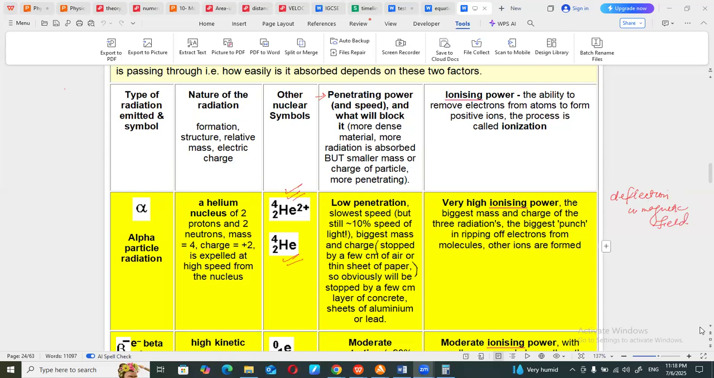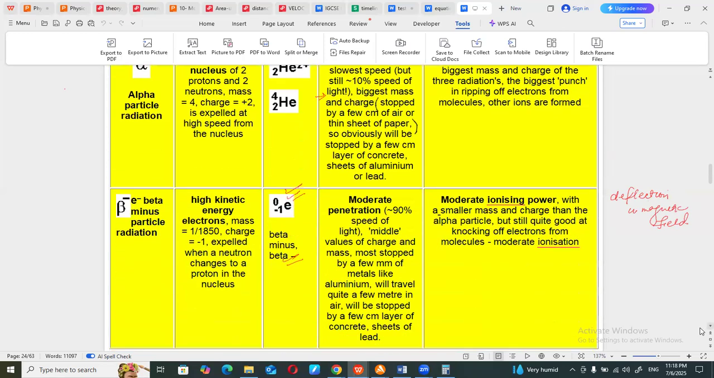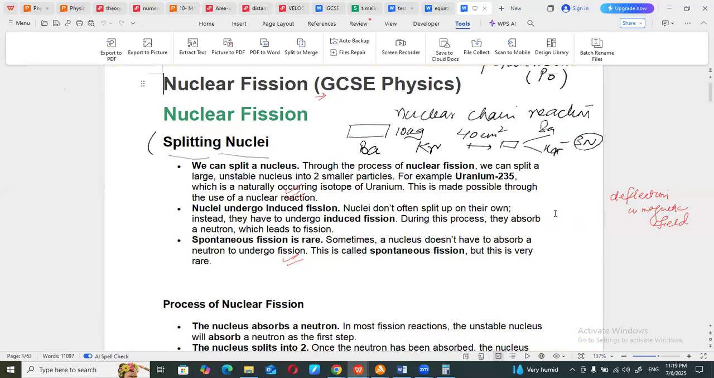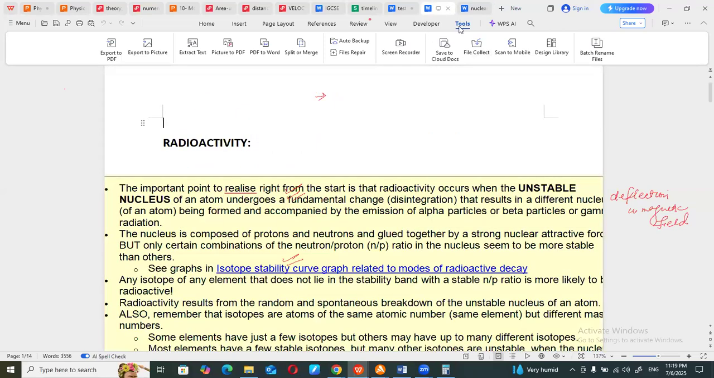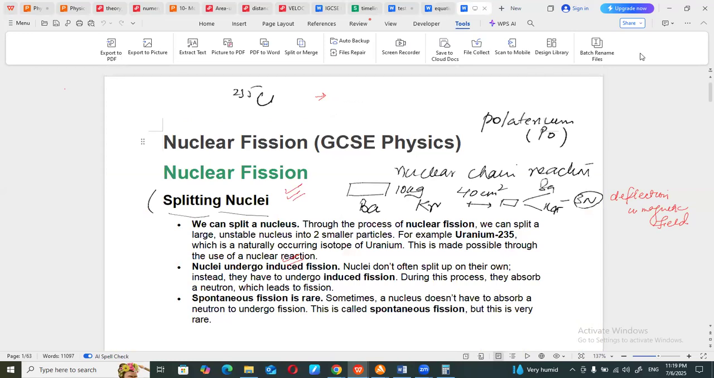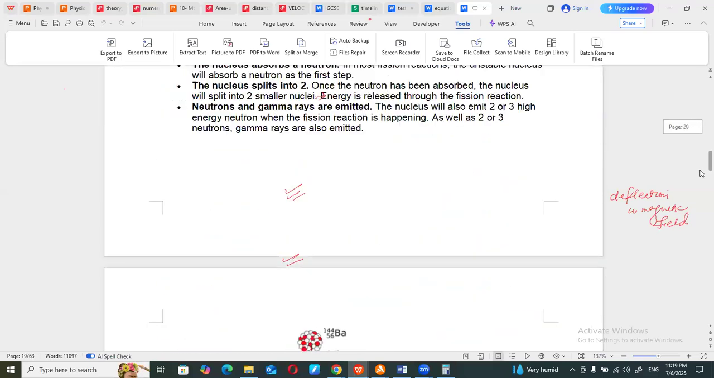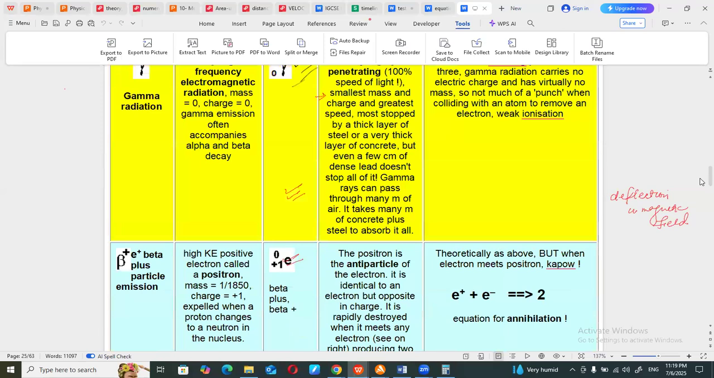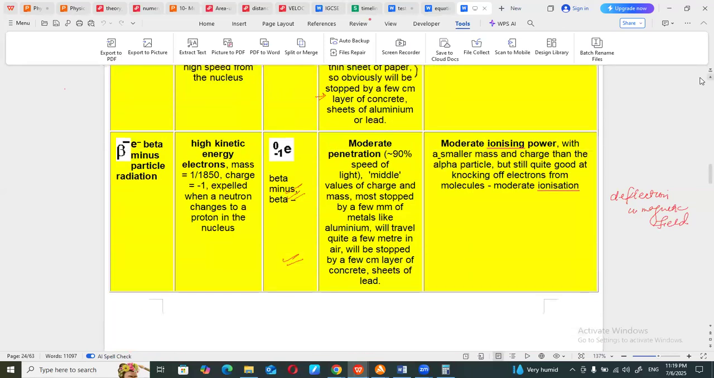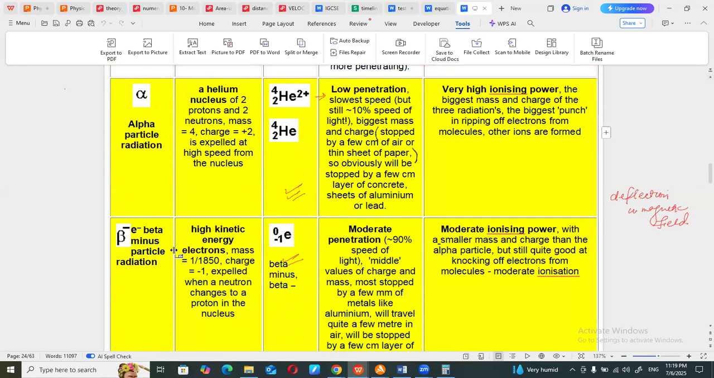Next is beta. Now beta is very interesting. So what exactly is beta all about? Beta has two, three things in it. When the beta particles are irradiated, what happens? This is the symbol of beta.